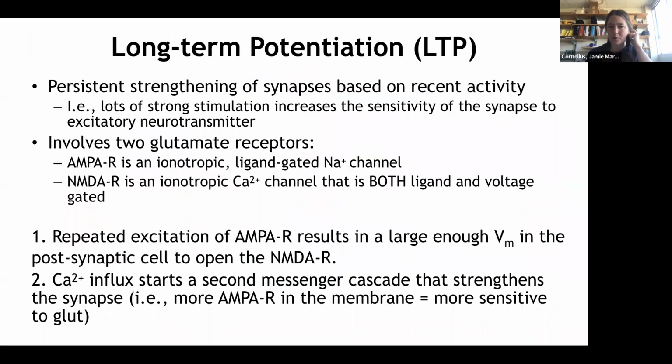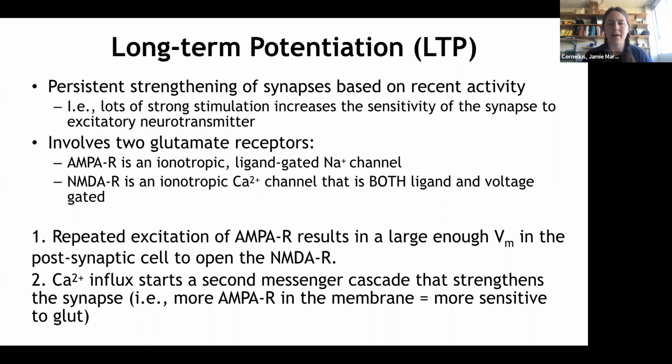So I use this word potentiation, and that refers to this concept of long-term potentiation, which is the persistent strengthening of synapses based on recent activity. In other words, lots of strong stimulation increases the sensitivity of the synapse to excitatory neurotransmitter. And it's implicated in forming memories, it's implicated in learning, and it's implicated in plasticity.